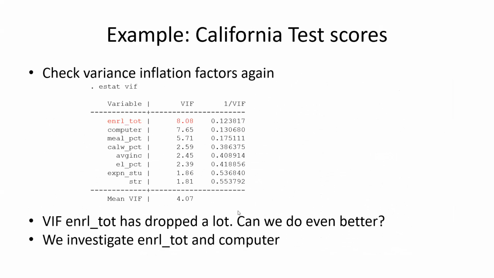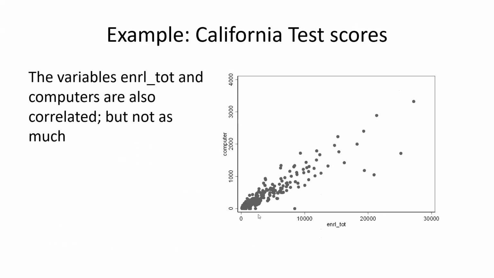Let's look at VIF again. And it's much better, right? Before we had 250 and almost had a heart attack. Well, I did. And here we are much better. We have values of 8 and 7. This is not outrageous, but given that we are looking at it, let's look a little more. Enrollment total and computer are 8 and 7. Let's plot and see what happens.